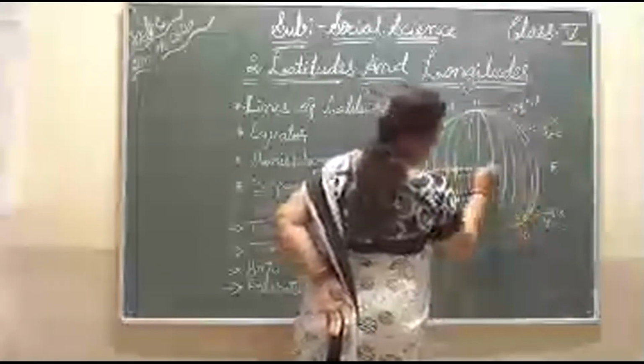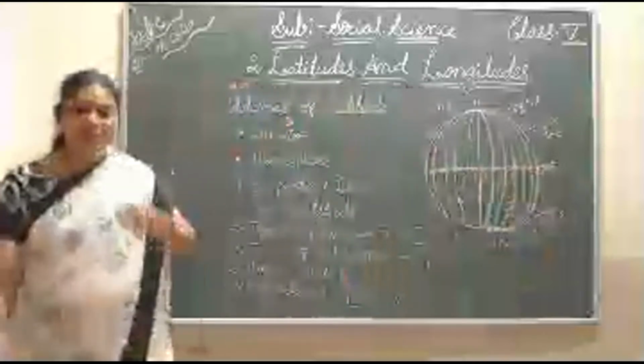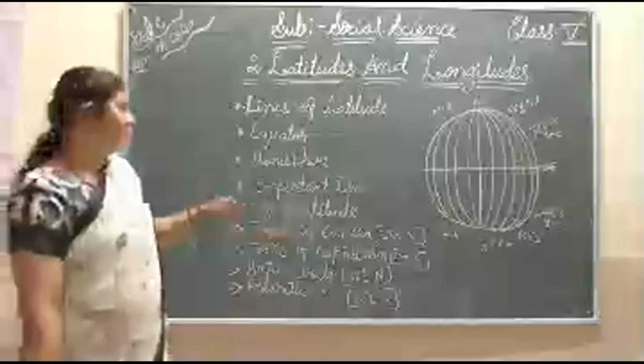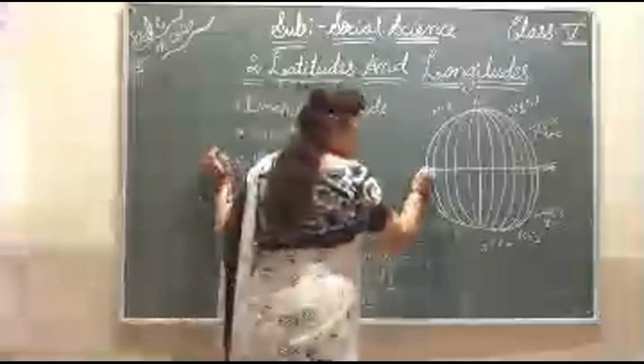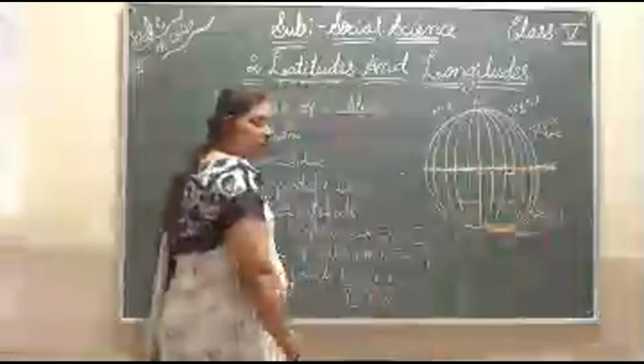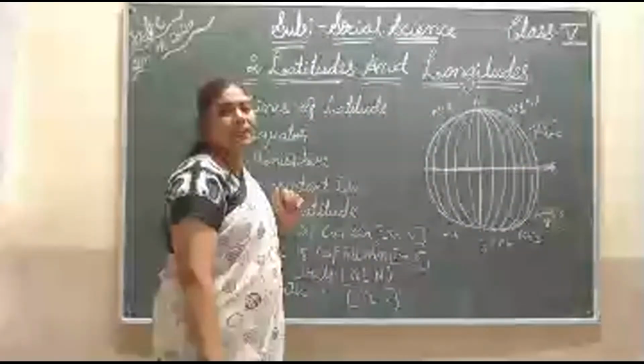In that middle is the equator. It is the 0 degree. The 0 degree latitude is called the equator. This latitude line in the middle is the 0 degree, so it is called the latitude 0 degree line.